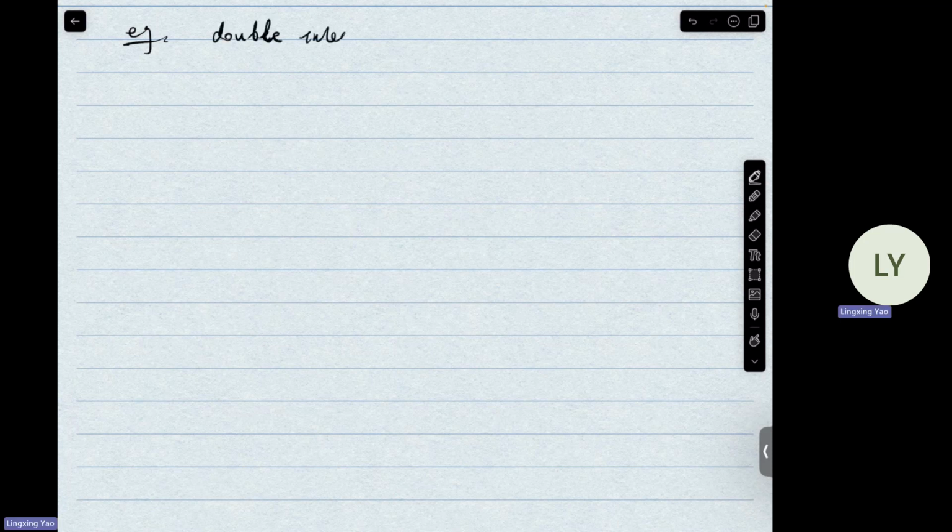Double integral: how to use change of order of integration.